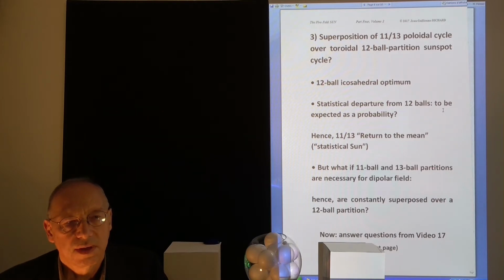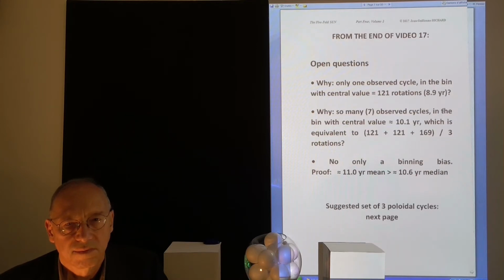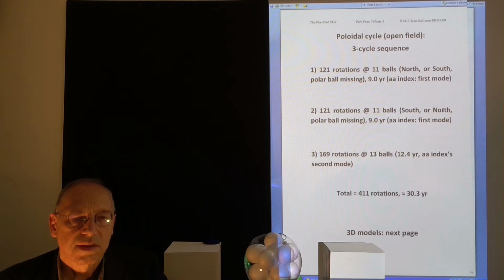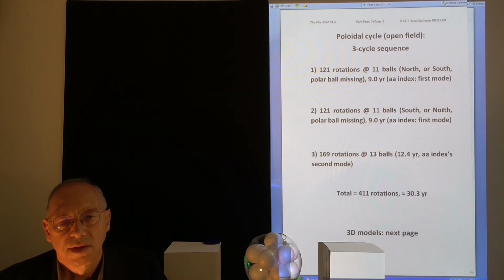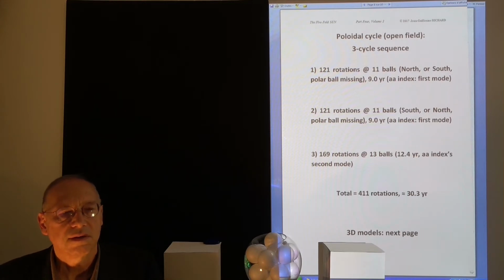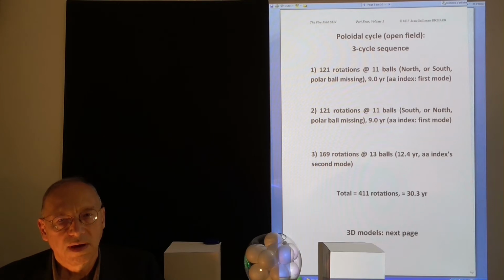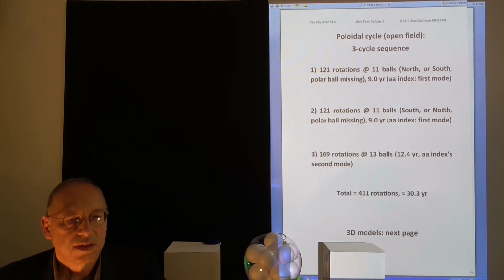We can now try along this line to answer the questions from the end of video 17. This sequence of three cycles for the open field. Again, this is a wrap-up. A first cycle with 121 rotations, i.e., an inferred number as a root number of 11 balls. We suggest that in this case we have the icosahedral setup with one ball missing. This will be also the case for the second such cycle having the same length.